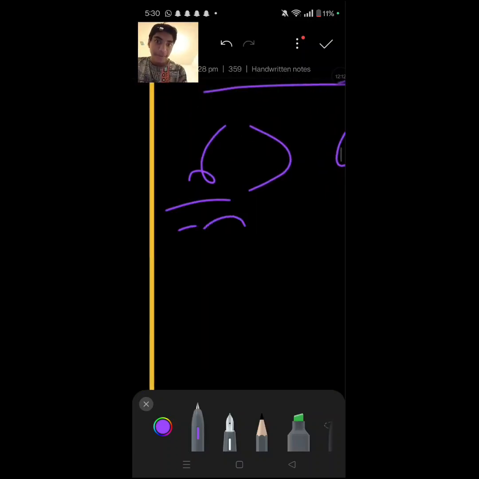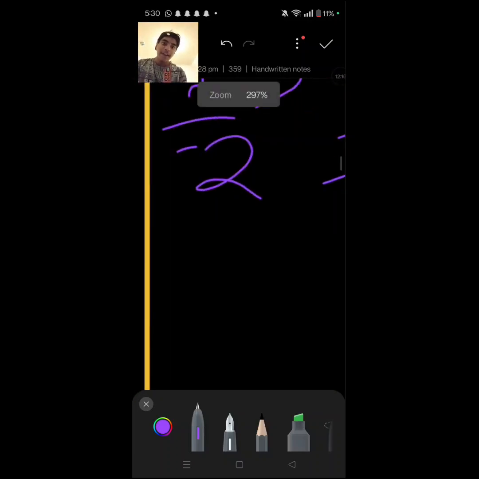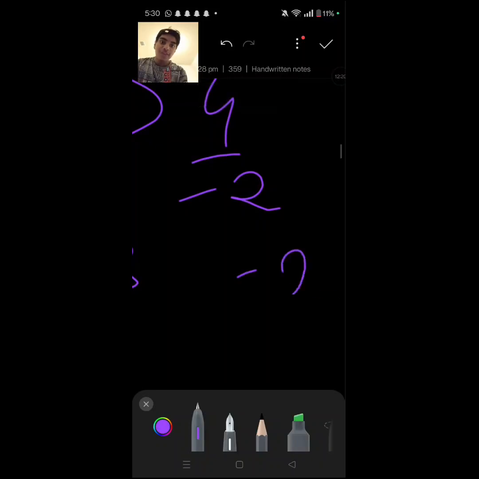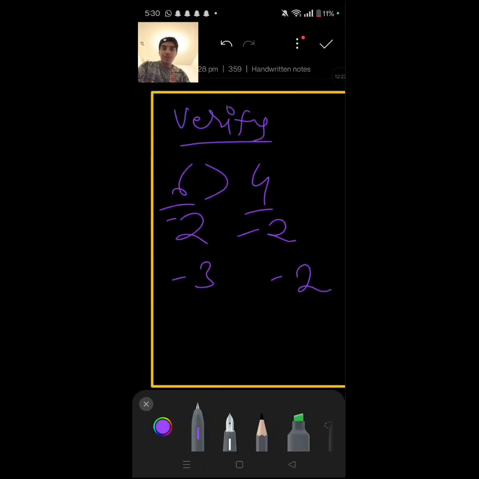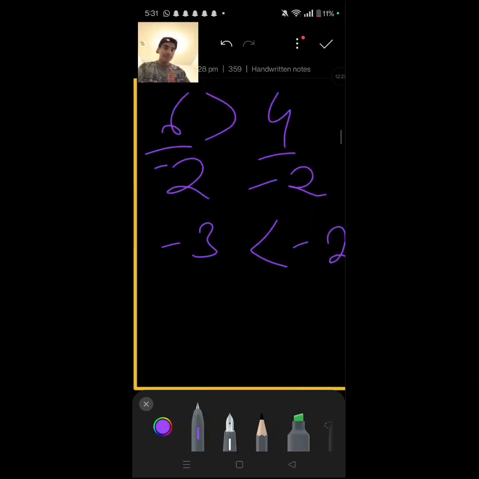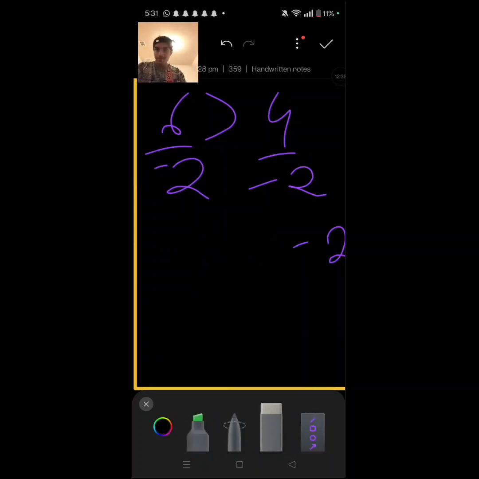So let's say you're dividing both sides by -2 instead of just dividing by 2. 6 divided by -2 is -3. And then 4 divided by -2 is -2. Now, as you can see over here, -3, -2. What is greater? -2 is greater. So the inequality sign changes. On a number line, -3 comes before -2, doesn't it? So therefore, -2 is greater than -3. So in this case, the inequality will shift.